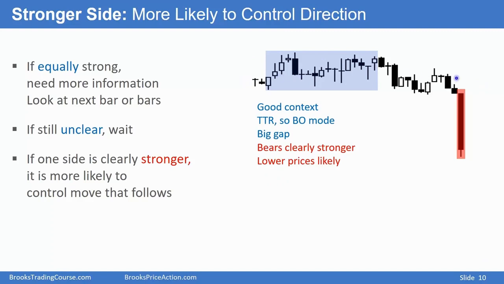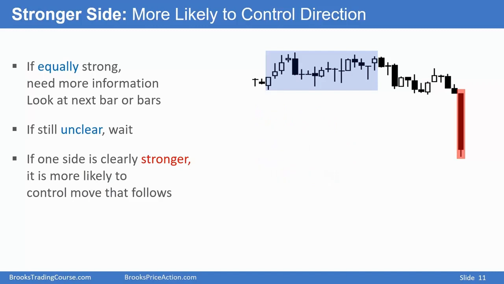Good context for a breakout, a successful breakout. We're in a tight trading range. We're in breakout mode. One side is probably going to win. And then we got a bar, a huge bar, big gap between the close of the bar and the low of the prior bar, the close of the bar and the low of the past 30 bars. Lower prices are likely. The bears are clearly stronger.